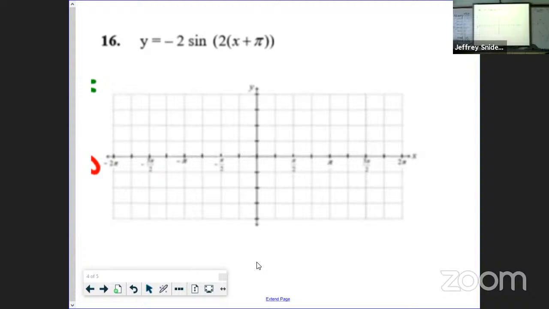How's it going, everybody? Good. Happy Thursday. Grabbing a little sine curve today. Yeah. A little horizontal shift up there. Negative 5.